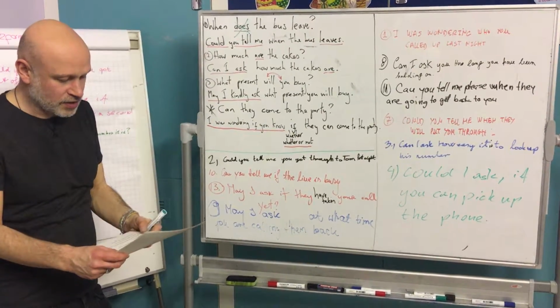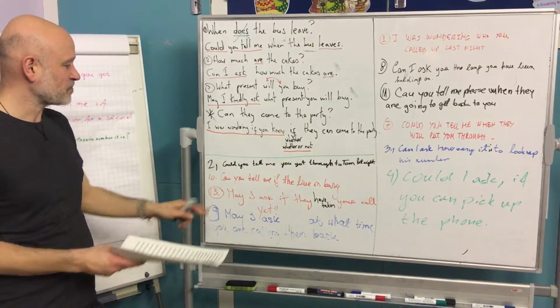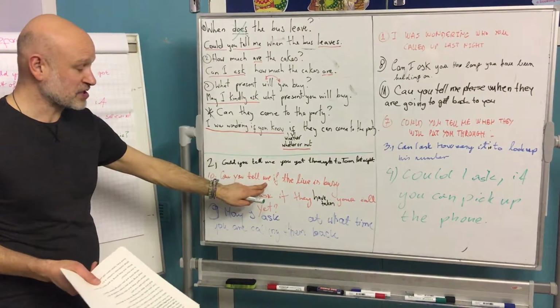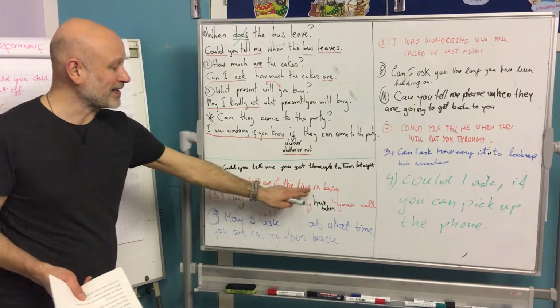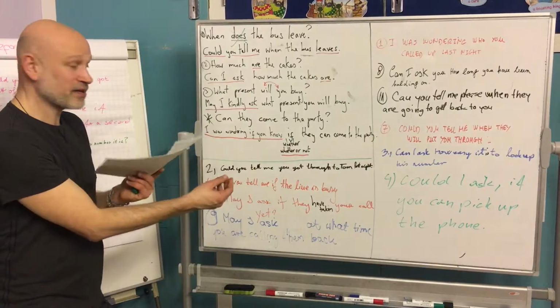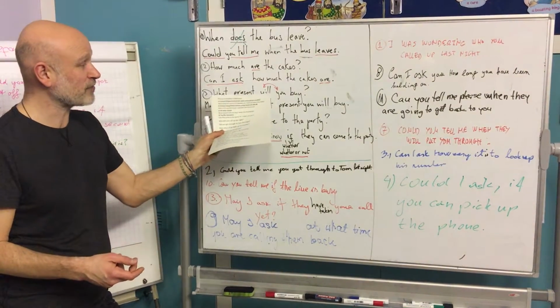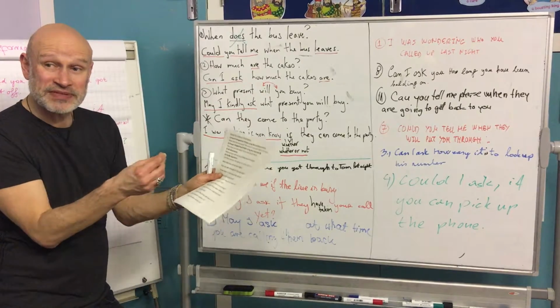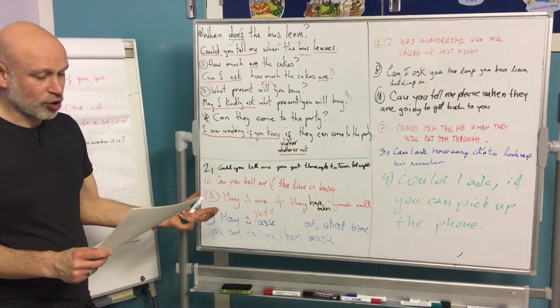Question number 10, is the line busy? Can you tell me, because it's a yes-no question, if the line is busy? We've gone to rule number 3. We've taken the auxiliary verb and the subject and we've swapped it around. So it makes things a little bit more complicated.